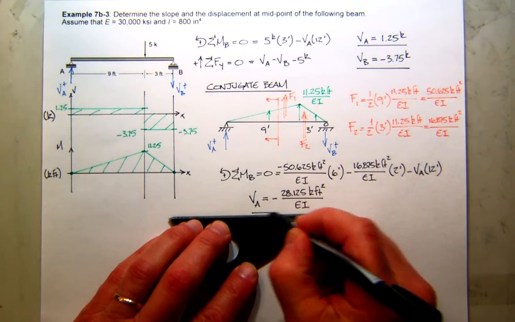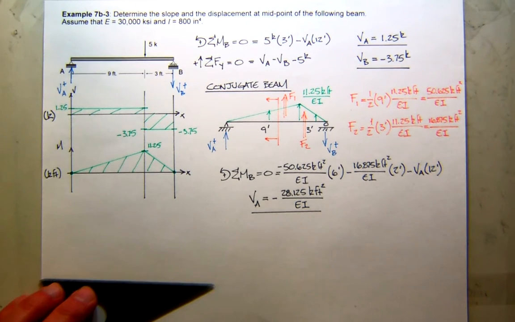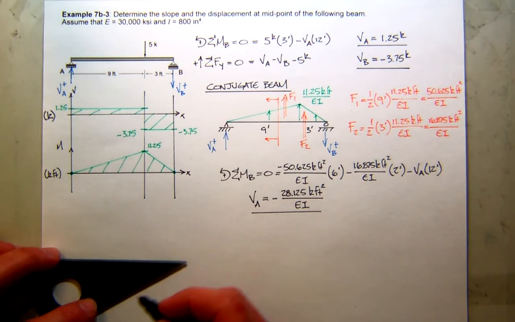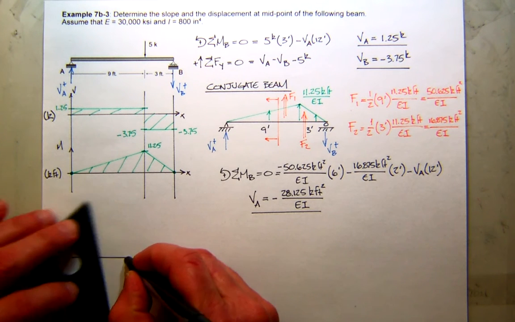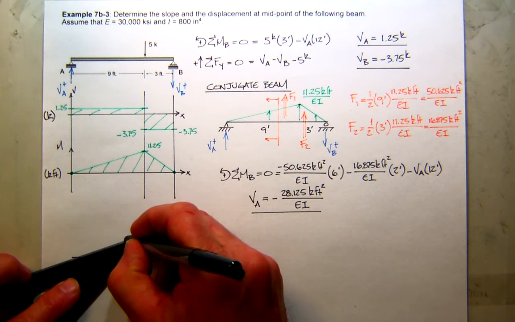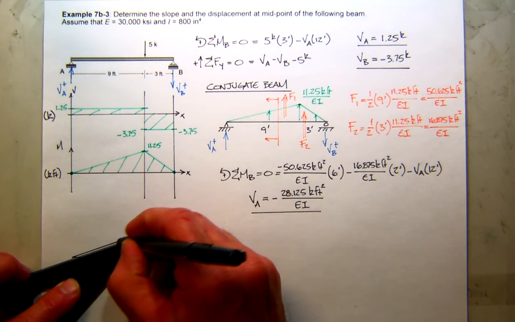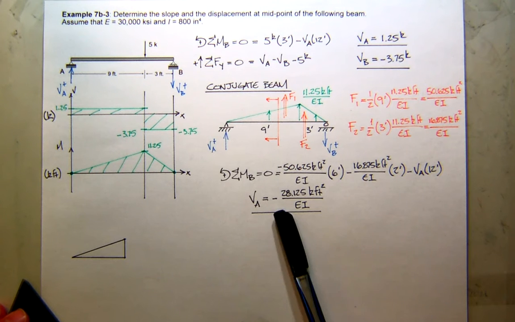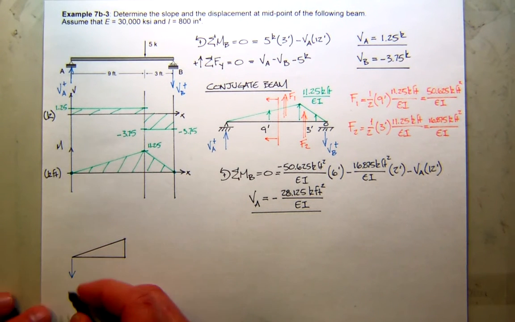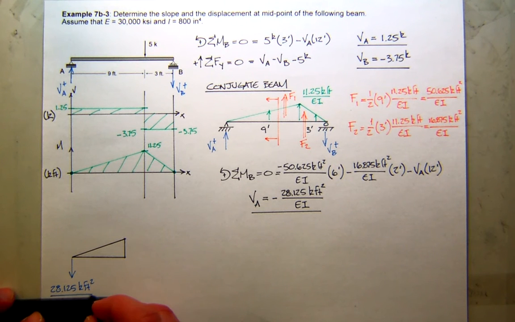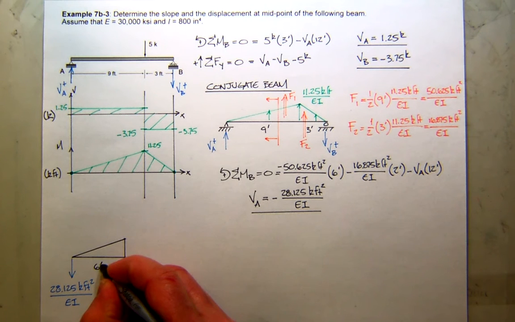Okay, so now that I've got that result, I can go back and make a cut. So I'm going to come over here and draw that free body diagram. This is going to be about the center. I just solved for this. I assumed it was up. I got a negative sign, so actually it's down. So that's going to be my 28.125 kip feet squared divided by EI. We're cutting in at the center, so that's 6 feet.